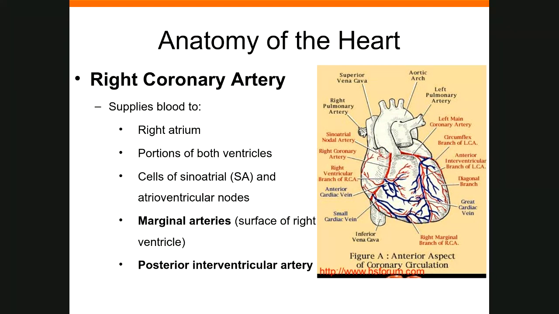And it is also going to supply blood to the marginal arteries. So it is going to branch into marginal arteries, right? So we have the right ventricular artery, sorry.